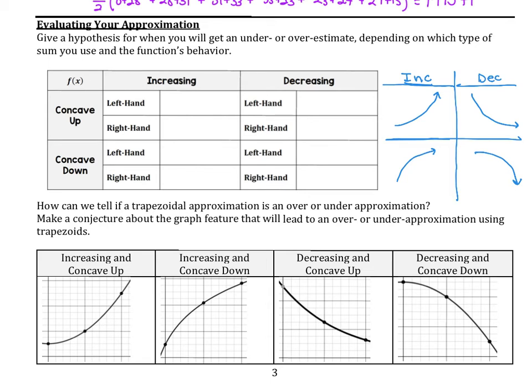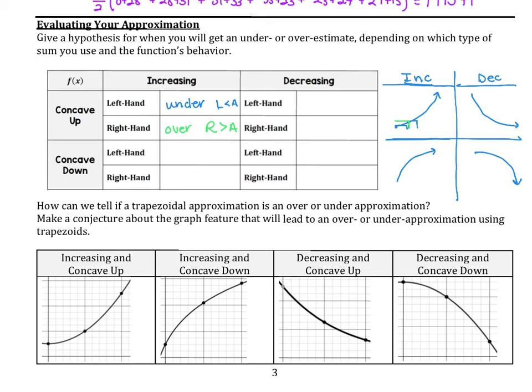So if I have left-hand sums for this increasing concave up, is it going to be an over or underestimate? Hopefully you said under. And it's true. It's going to be an underestimate because the left is under the area. So what about a right-hand sum in this case? Well, that should make sense that it would be an overestimate because the right is greater than the area. Okay, hit pause and try all the rest of them.